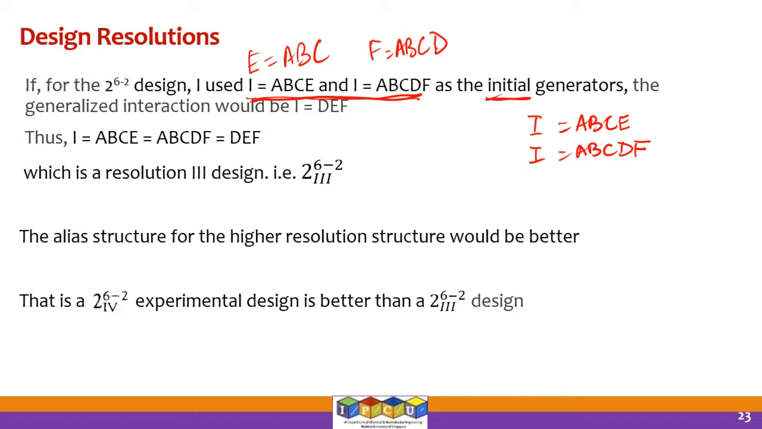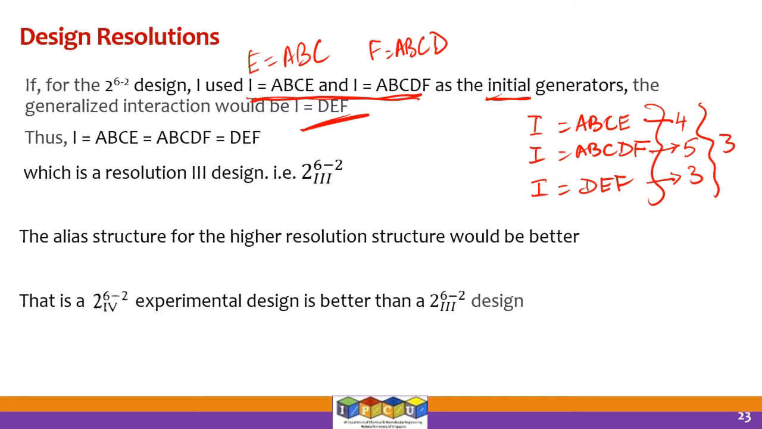Now if I multiply the two, I will get I equal to A squared B squared C squared DEF, which will reduce to I equal to DEF. That's what I write here. And if you look at this entire thing, this is a 4-letter word, this has 5 letters and this has 3 letters. So the minimum of these 3 numbers is 3. Therefore, if I use these as the basic design generators, I will get a resolution 3 design.